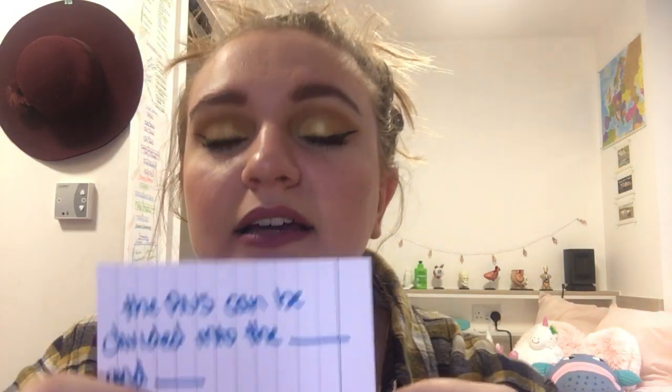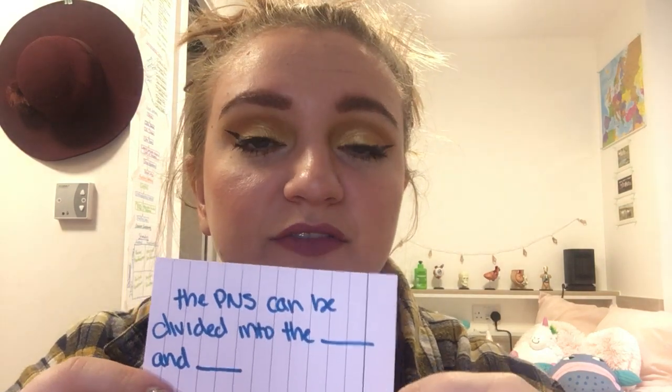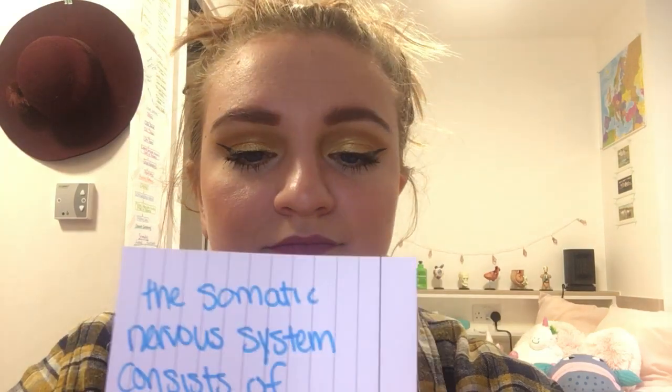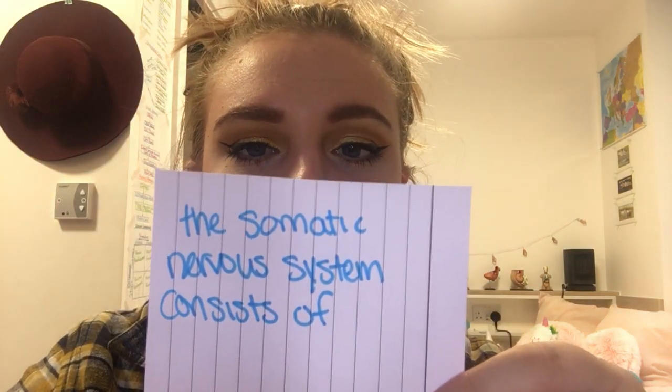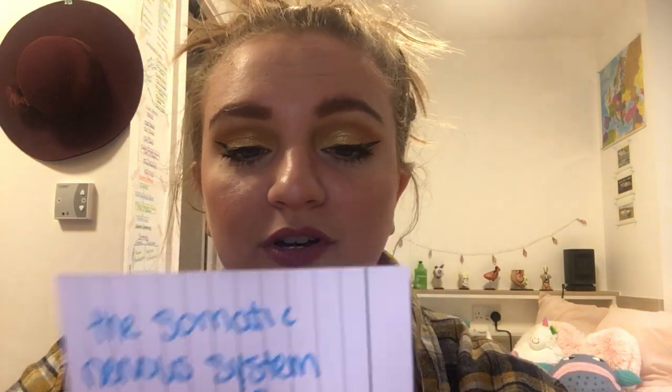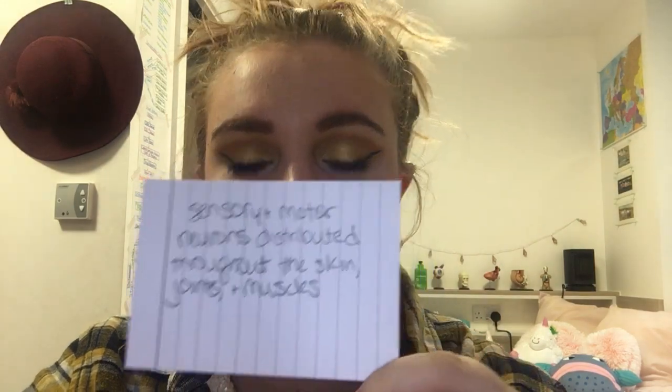The peripheral nervous system can be divided into the blank and the blank. So what are the two different divisions of the peripheral nervous system? That's the somatic and autonomic. The somatic nervous system consists of sensory and motor neurons distributed throughout the skin, joints, and muscles. So that's what we have in the somatic nervous system.